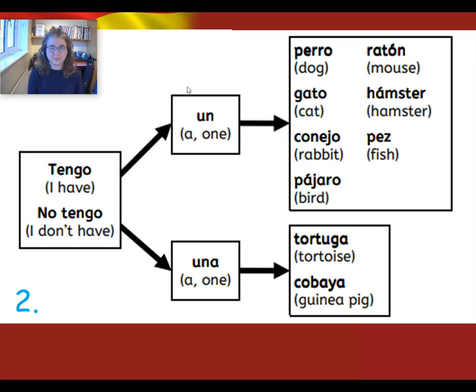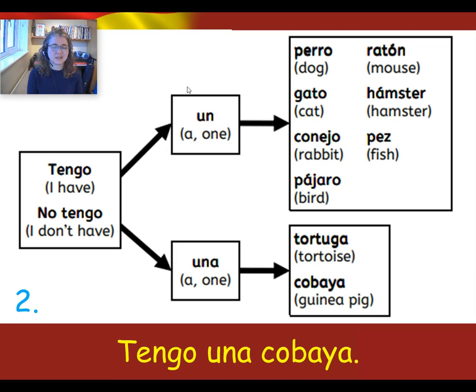Number two, remember you can always pause the video to give yourself some writing time. So number two, how do you say, I have one guinea pig? I have one guinea pig. What would that sentence be? So I have one guinea pig would be, tengo una cobaya.